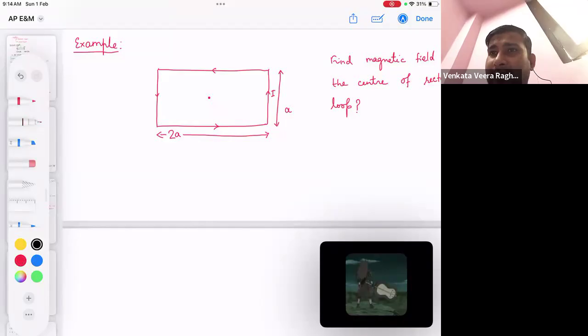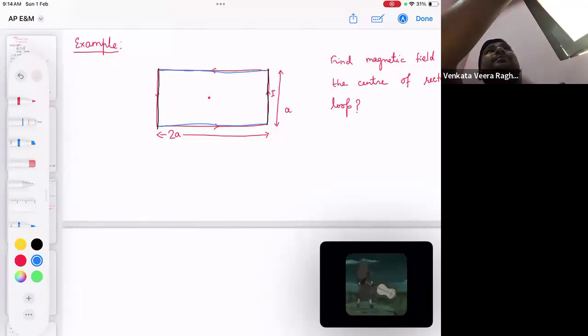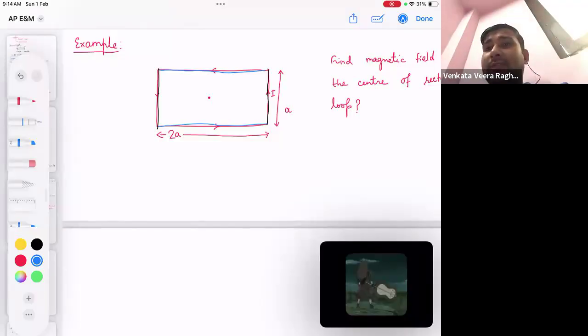See, in this one, these two sides are going to create the same magnetic field and the other two sides are going to create the same magnetic field, isn't it? The two smaller sides will create the same magnetic field and the two bigger sides are going to create the same magnetic field, right? So let's calculate due to them. First I'm going to calculate due to this smaller side.